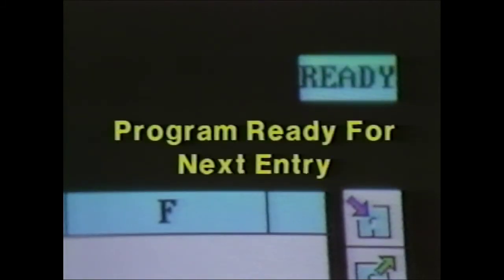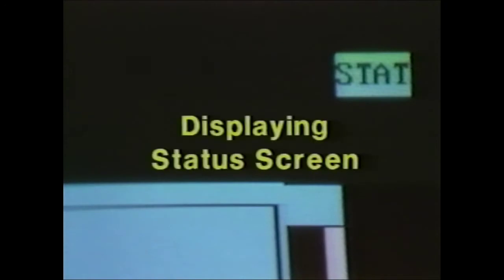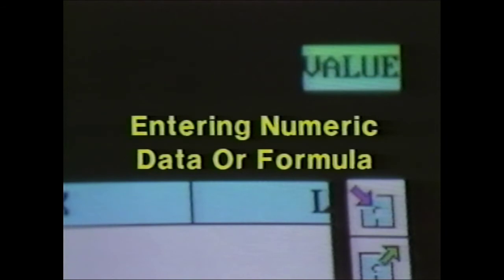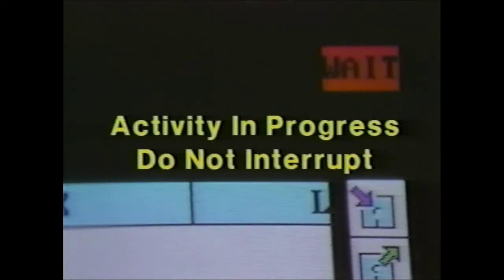Ready indicates the program is ready to accept the next entry or command. Stat means the program is displaying a status screen. Value tells you that you're entering numeric data or a formula into a cell. Wait indicates the program is performing some activity and should not be interrupted.